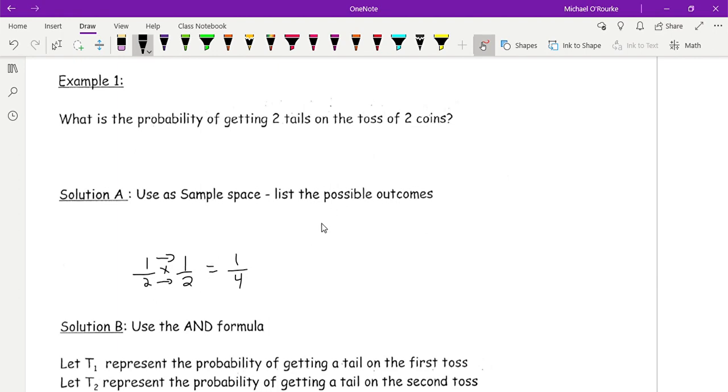25%. Or we could look at it: what are our different options? We can get a head-head. We can get a head and then a tails. We can get a tails, then a heads, or we can go tails and then a tails. So our option here is 1 out of 4 options, right? We have 4 options, but only one is 2 tails. Good.